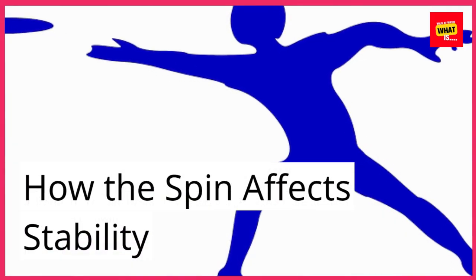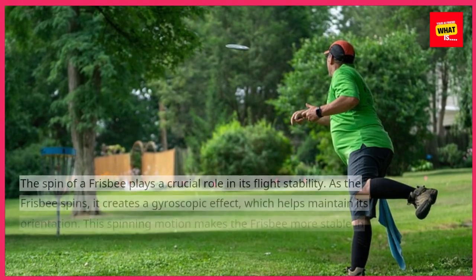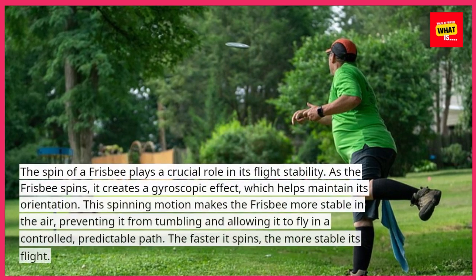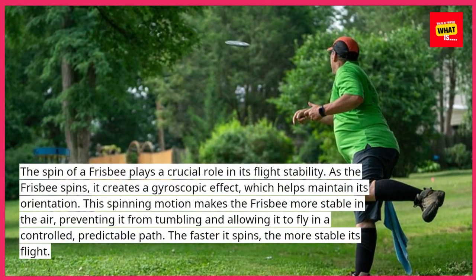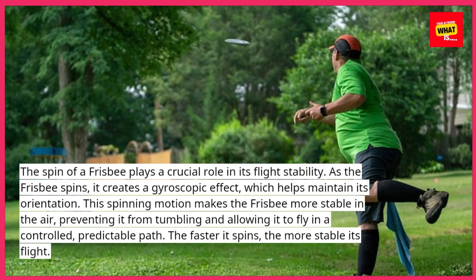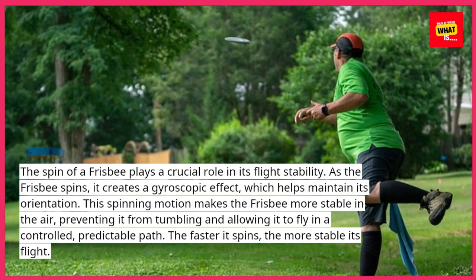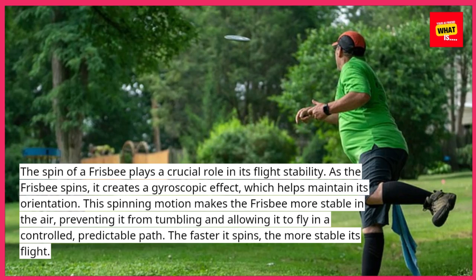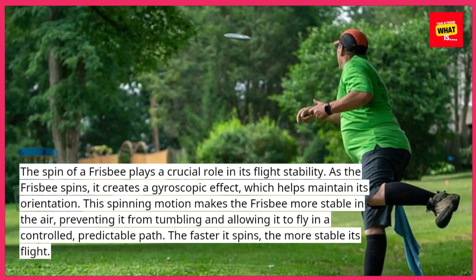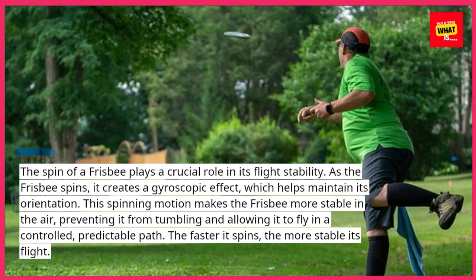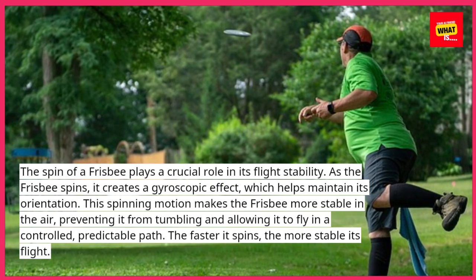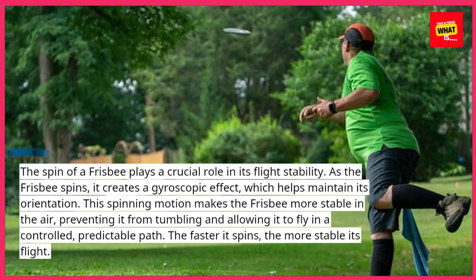How the spin affects stability. The spin of a frisbee plays a crucial role in its flight stability. As the frisbee spins, it creates a gyroscopic effect, which helps maintain its orientation. This spinning motion makes the frisbee more stable in the air, preventing it from tumbling and allowing it to fly in a controlled, predictable path. The faster it spins, the more stable its flight.